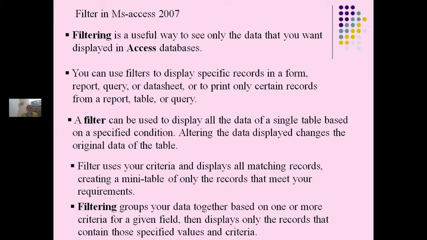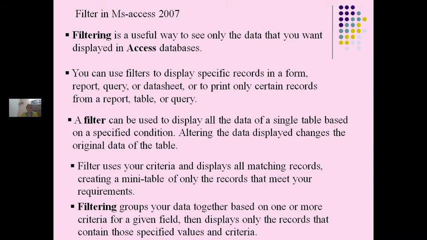So what is a filter? A filter is a process in which it uses a criteria and displays all the matching records, creating a mini table of only the records that meet your criteria. Next, filtering groups your data together based on one or more criteria for a given field, then displays only the records that contain those specified values and criteria. So this is the filter definition.